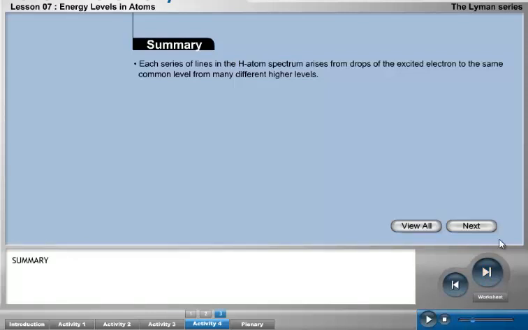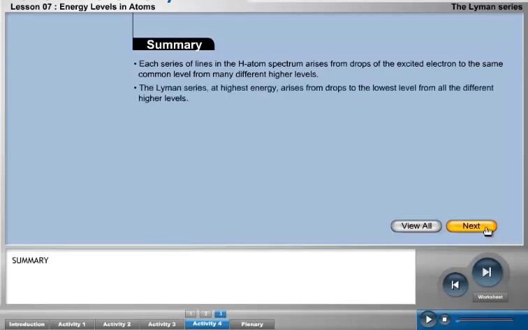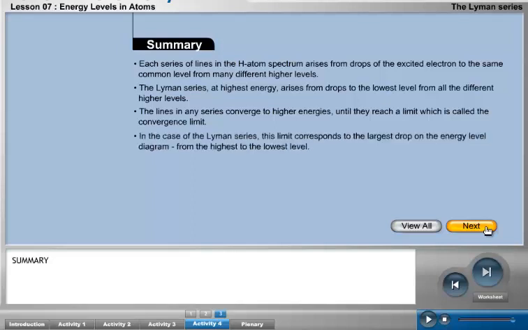Summary: each series of lines in the hydrogen atom spectrum arises from drops of the excited electron to the same common level from many different higher levels. The Lyman series, at highest energy, arises from drops to the lowest level from all the different higher levels. The lines in any series converge to higher energies until they reach a limit which is called the convergence limit. In the case of the Lyman series, this limit corresponds to the largest drop on the energy level diagram, from the highest to the lowest level.